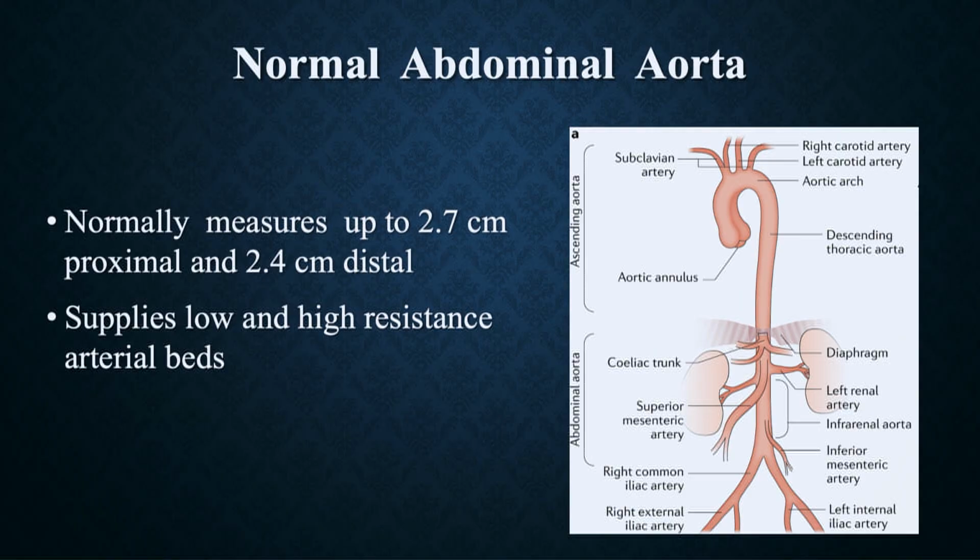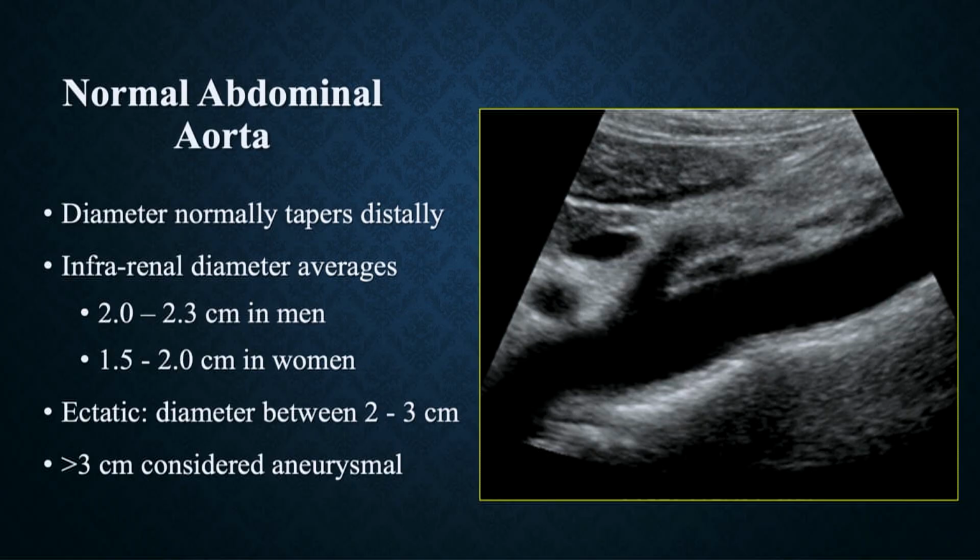So let's move on. We'll talk about the abdominal aorta. We all know the normal diameters are going to be less than 3 centimeters. It can be up to 2.7, but it depends on the patient. Normally, we think about the normal diameter about 2 centimeters. And again, as I mentioned, it supplies both low and high resistance arterial beds, that cutoff being the renal arteries.